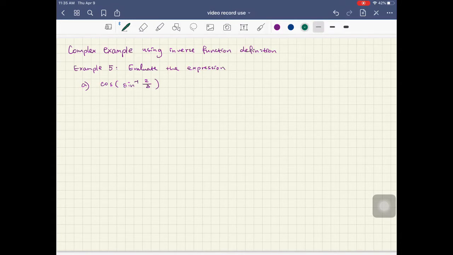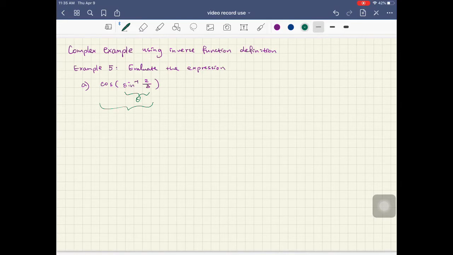The first one we're going to look at is cosine of sine inverse of 2 over 3. From the expression we can see we have 2 parts, the inner and the outer. The inner part is sine inverse of 2 over 3. This inverse function should return an angle, so I'm going to call it theta. Then I'm going to apply cosine to that angle, which gives me a particular number.